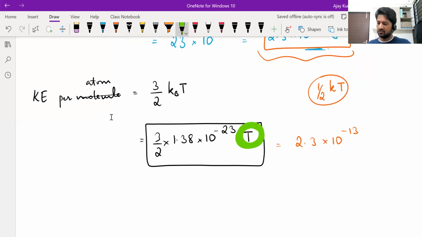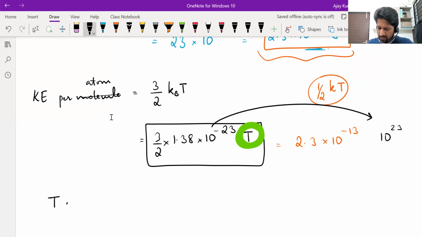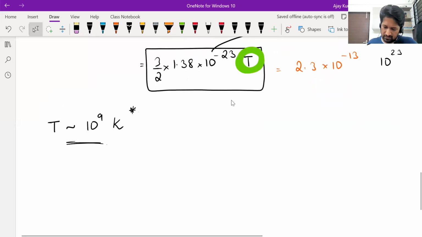Now there's a 10 power minus 13 on the right side and a 10 power minus 23 on the left side. You send it this side, it becomes 10 power plus 23. 10 power minus 13 times 10 power 23 is approximately 10 power 10, and some other numbers are also there. You adjust them, and you will see that the temperature will have to be approximately 10 power 9 Kelvin for two protons to have sufficient energy to fuse. This is why it is very difficult to carry out fusion reactions in the lab. Basically, we don't have materials which can withstand this much temperature. But in stars, this is what happens.